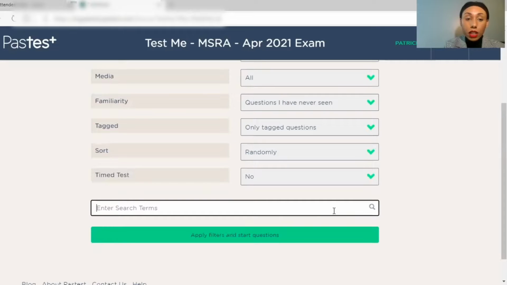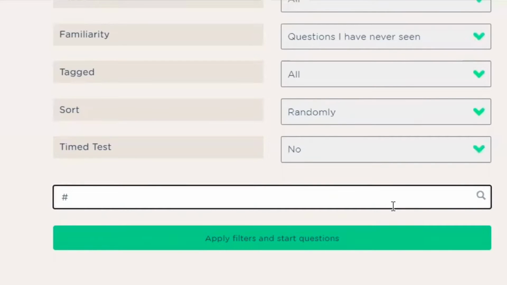At the search bar at the bottom, you can search for a particular question. You just have to put a hash sign before the number. I will show you at the bottom of each question there are numbers, and you just put the hash sign in front of that. You can also search for things like cardiology or MI. I'm going to show you how that works now when you search. So let's see.